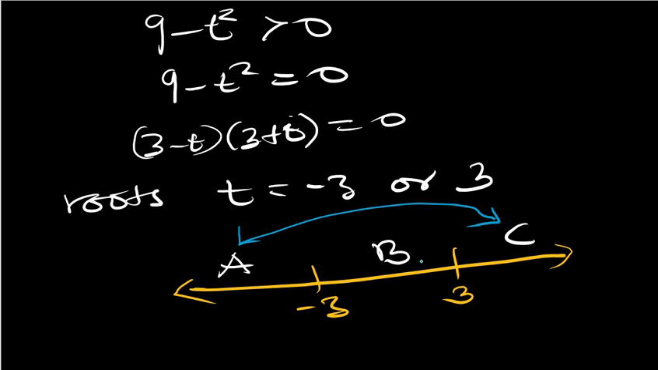For instance, let me test region B. Region B contains possible numbers such as 0, from negative 3 to 3. Possible numbers include negative 2, negative 1, 0, 1, 2. So I'll pick 0. That will make our calculation easier. So let's do that on the next page.